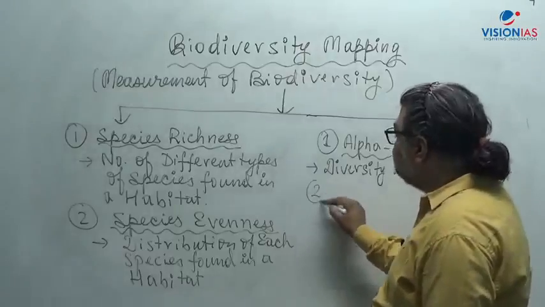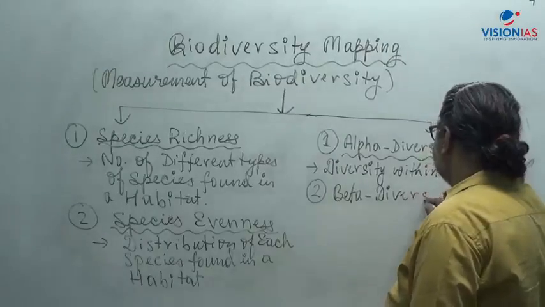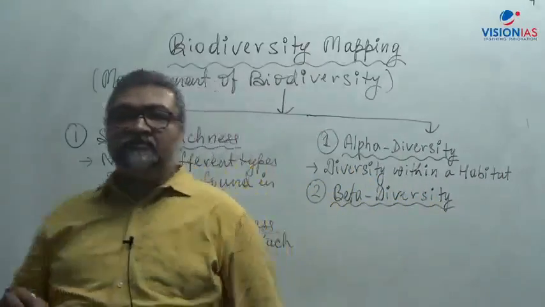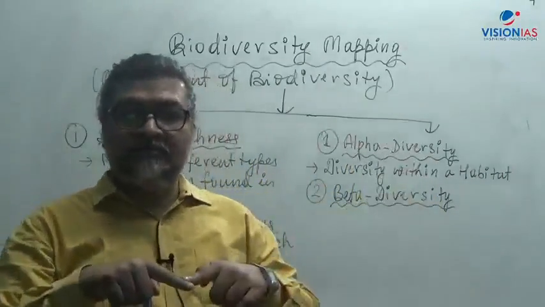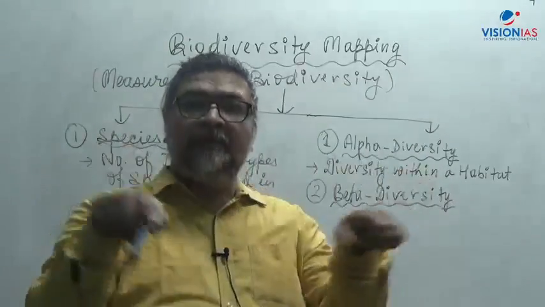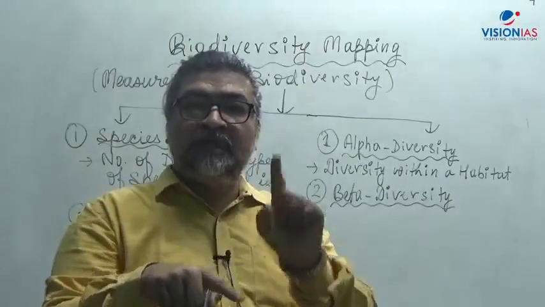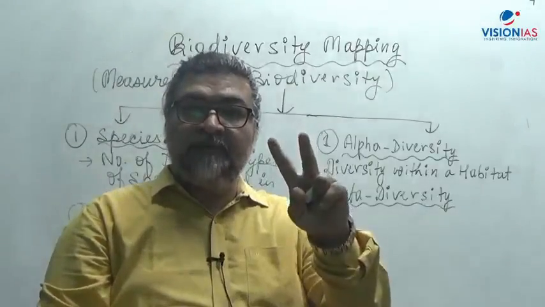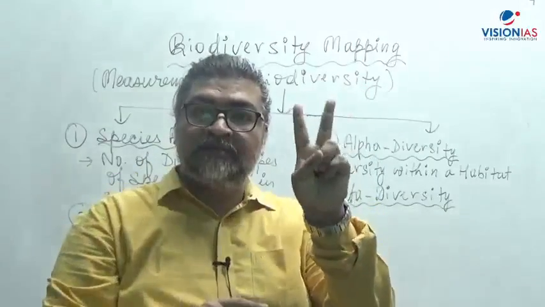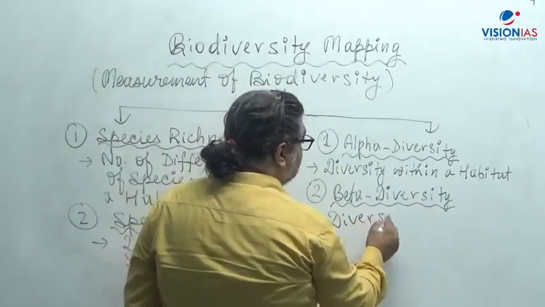Second is called beta diversity. What is alpha diversity? If you take a habitat, in that given habitat, what all species diversity do you find? In the given habitat, you may have tiger, lion, elephant, rhinoceros. That is called alpha. Now when you compare two habitats, habitat number 1 and 2, total diversity of two habitats, that is called beta diversity. That is diversity between two habitats.